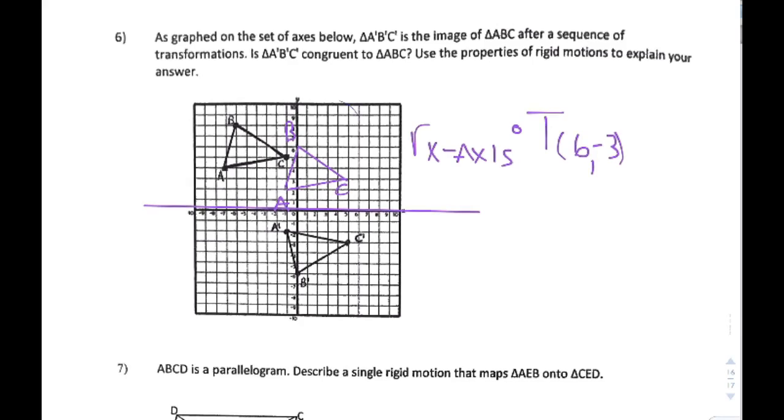You could also have reflected over a different line depending on where you translated it. I chose that spot so I could use the axis. You could go right and match up A with A prime and reflect it over a different line if you wanted to. So there's multiple ways to do it. As long as they work, you're fine.